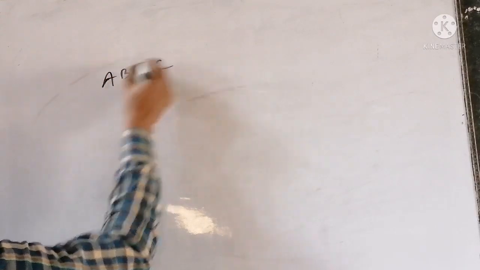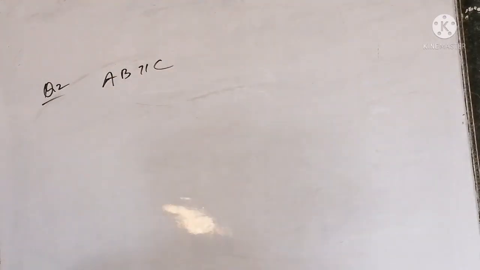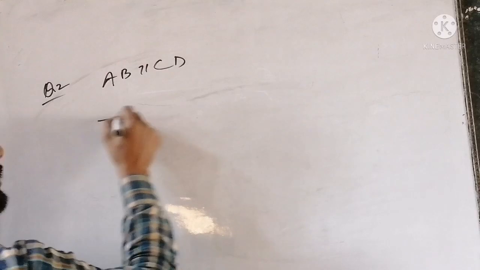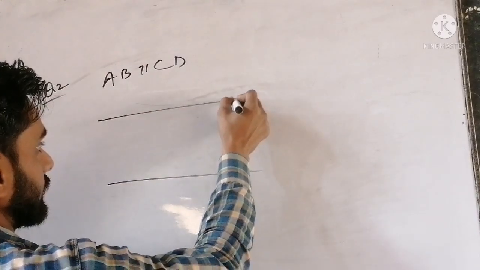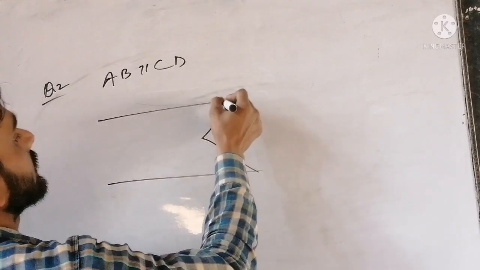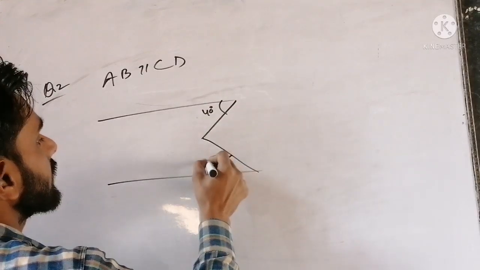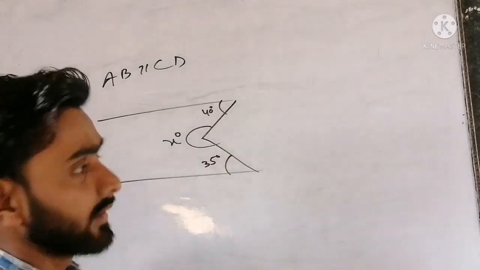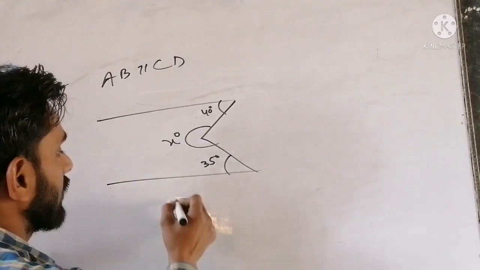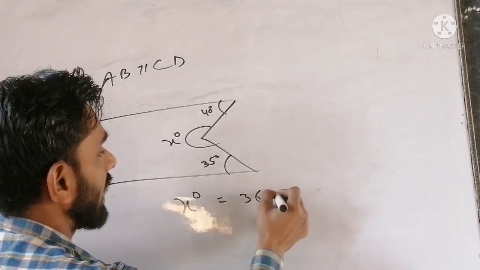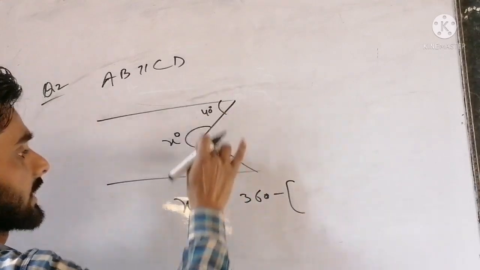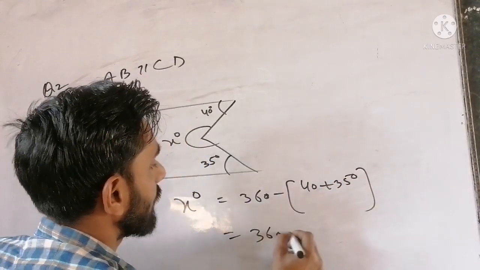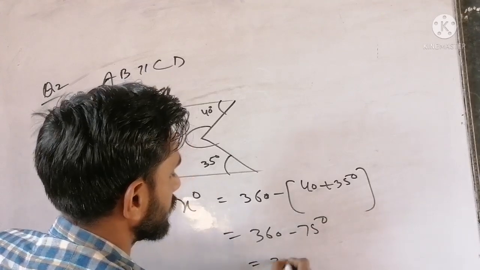AB parallel to CD. Question number 2, you have already solved it. This was the question. This angle is equal to 40 degrees. This angle is equal to 35 degrees. Find the value of x. How can you find the value of x? You have the formula: x is equal to 360 minus, add these angles, 40 plus 35. 360 minus 75 is equal to 285.